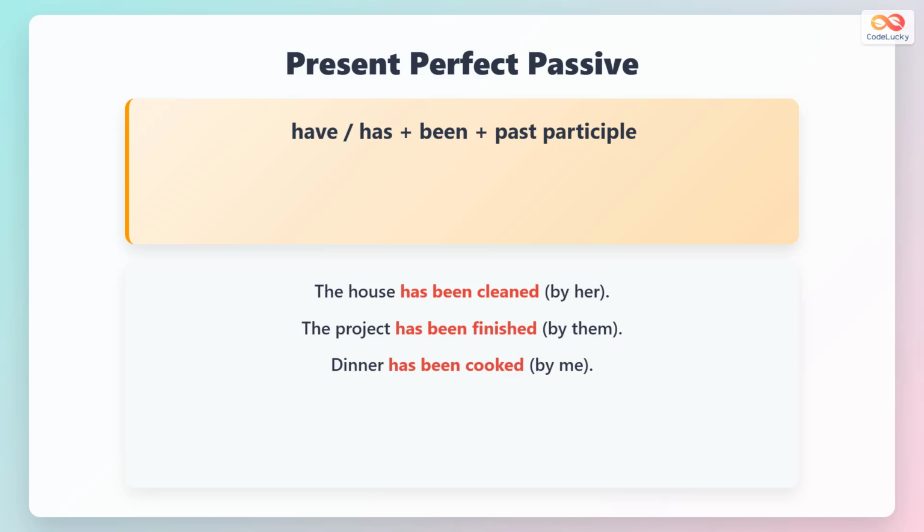Present perfect passive uses have or has plus been plus past participle. "The house has been cleaned" means cleaning finished recently with present result. "The project has been finished" shows completion before now. "Dinner has been cooked" indicates preparation just done.